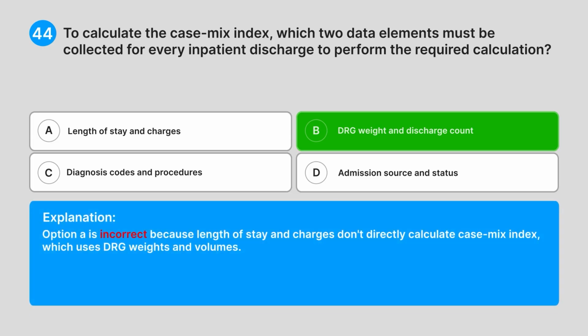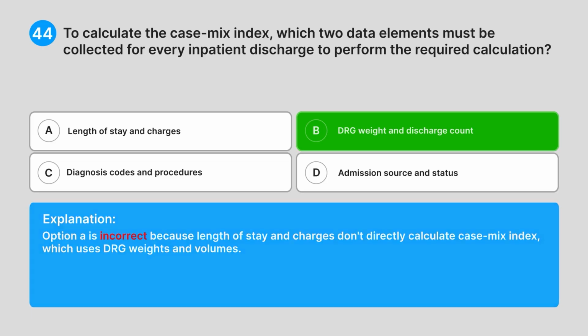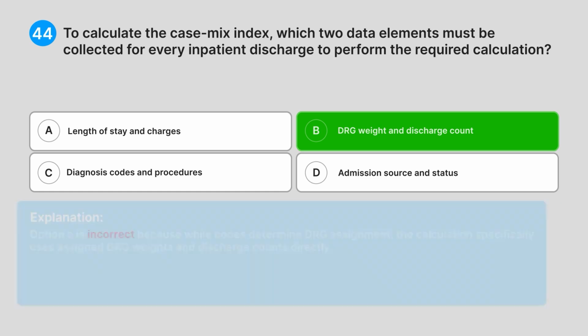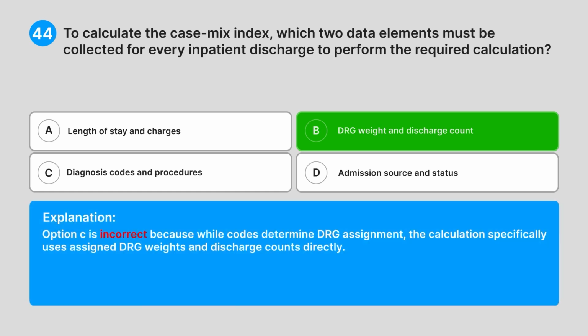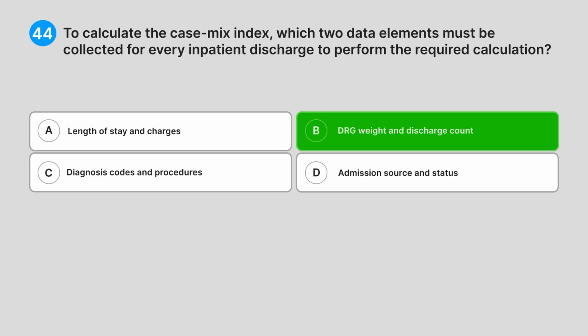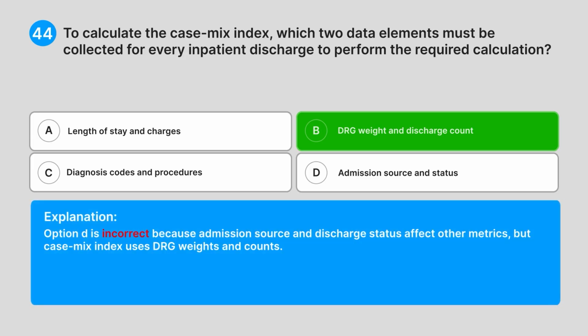Option A is incorrect because length of stay and charges don't directly calculate case mix index, which uses DRG weights and volumes. Option C is incorrect because while codes determine DRG assignment, the calculation specifically uses assigned DRG weights and discharge counts directly. Option D is incorrect because admission source and discharge status affect other metrics, but case mix index uses DRG weights and counts.